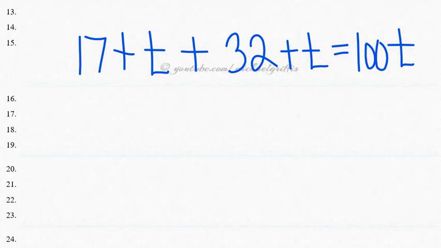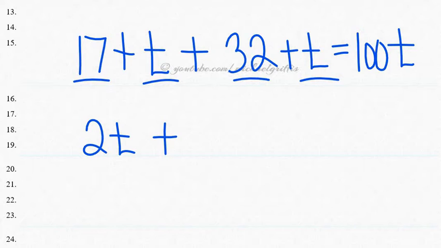And now, let's go ahead and collect up our like terms. So we have a t, another t, so we add their coefficients, and that just becomes 2t. And then we have a 17 plus a 32, and that becomes 49. And that's all equal to 100t.